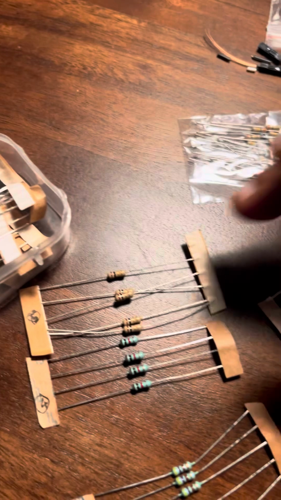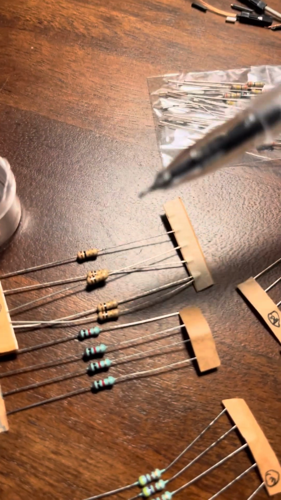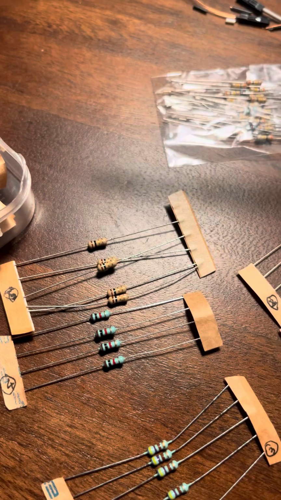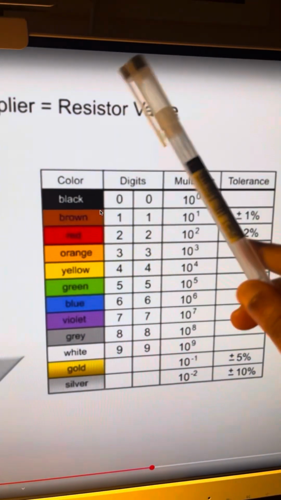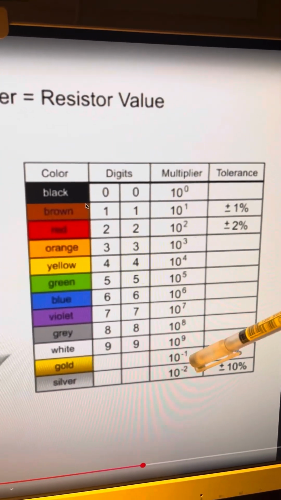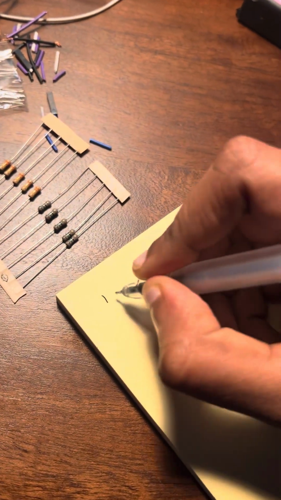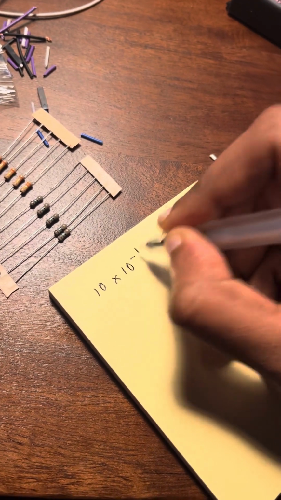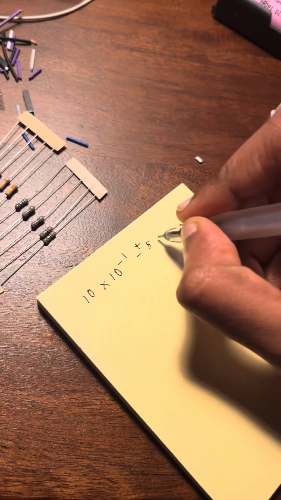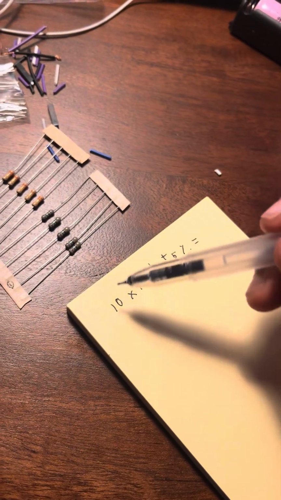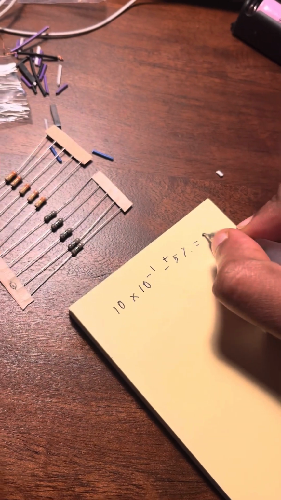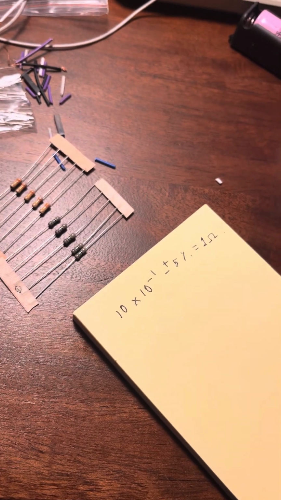Okay, let's check out another one over here. This is a little interesting because it has two strips of gold over here. So we have brown, black, and two golds. So if we look over here, that is 1, 0 into 10 to the power of minus 1, with plus or minus 5% tolerance. So yeah, what do we get here? We basically get 1 ohm. All right, so that's it. And I hope this was helpful.